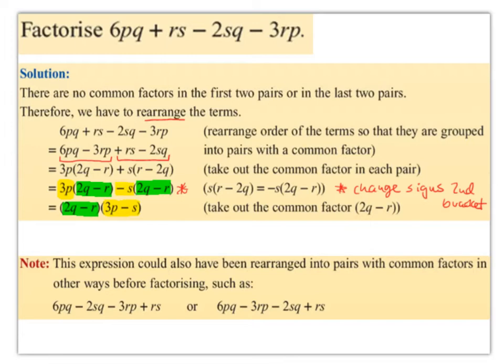So what we have to do is group the terms together so that they have a HCF between 2 of them. So 6pq and rs, there's nothing common to both of them. And minus 2sq and minus 3rp, again, there's nothing common between those two. So since there are no common factors in the first 2 pairs or the last 2 pairs, therefore we have to rearrange the terms.